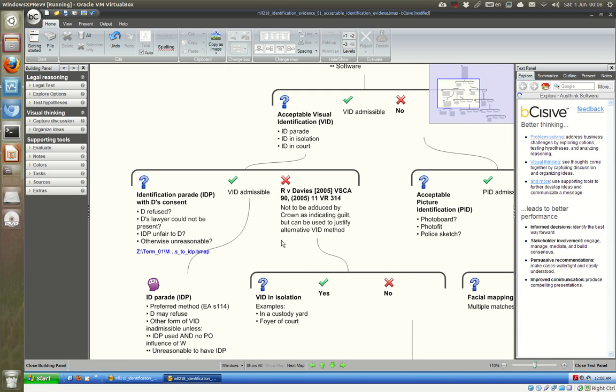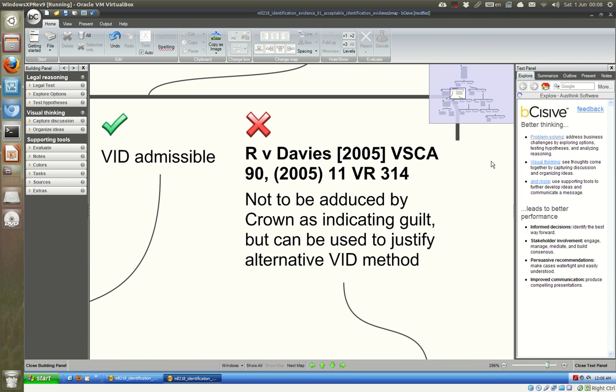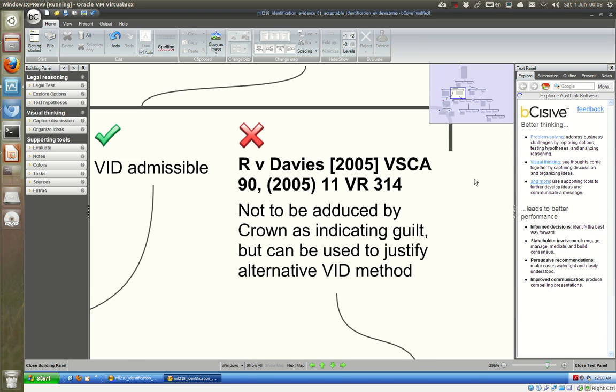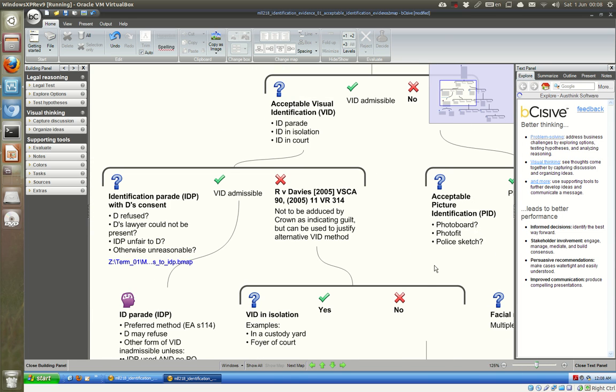So if the accused does not consent to an identification parade, the prosecution cannot adduce this fact as indicating guilt, but it can adduce this fact to justify an alternative method of visual identification. Refer to the case of the Queen against Davies in 2005 in Victoria.